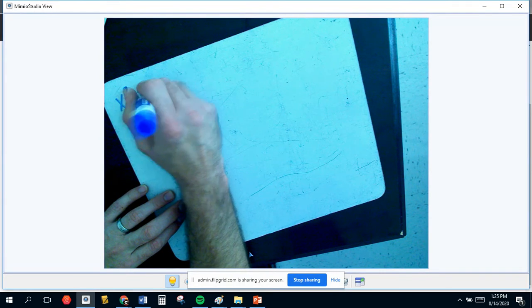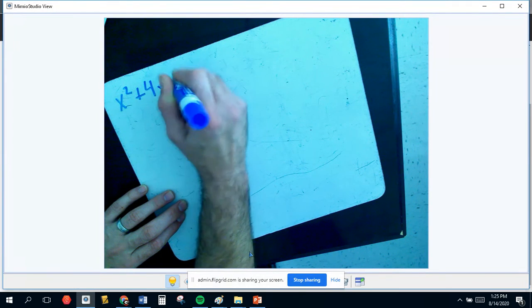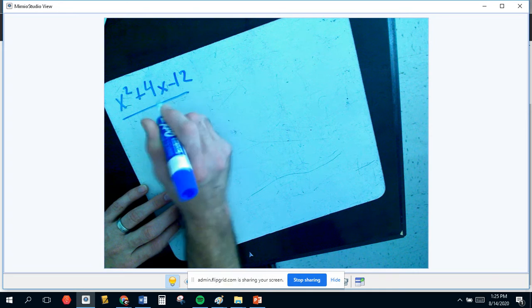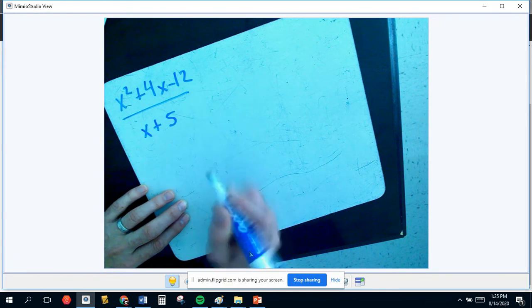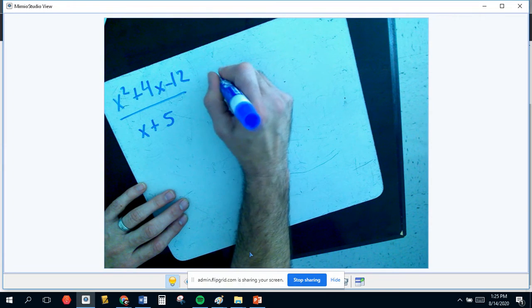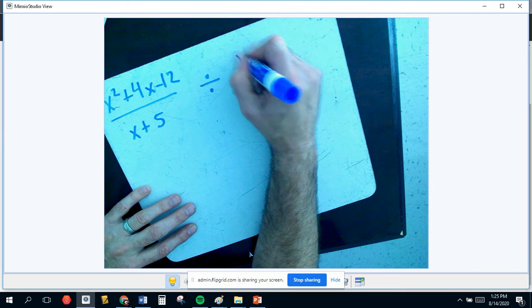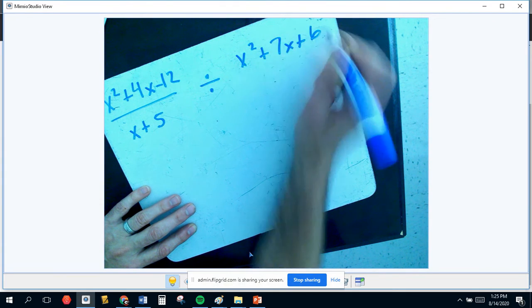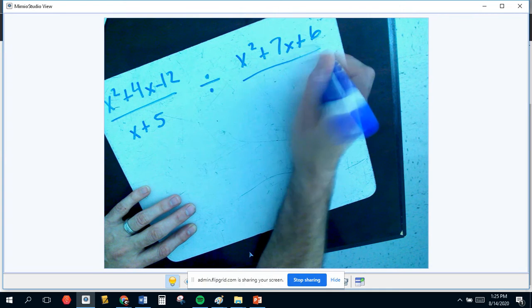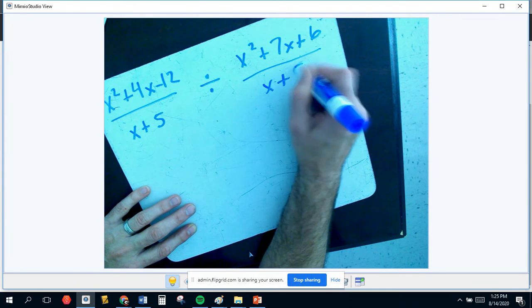Okay, so let's say we have x squared plus 4x minus 12. We're going to divide that by x plus 5. Then we're going to divide the whole thing by x squared plus 7x plus 6 over x plus 5.